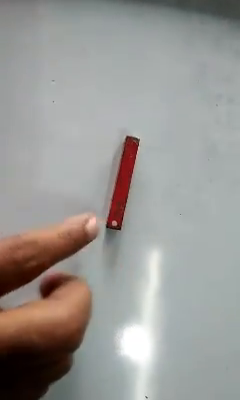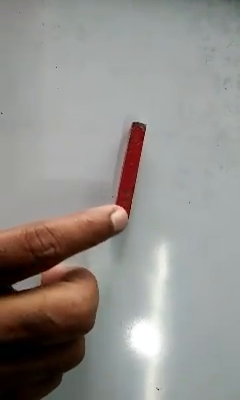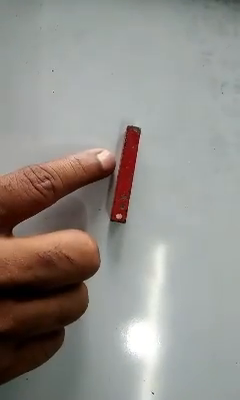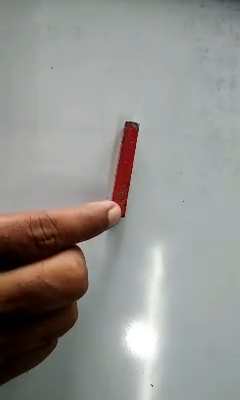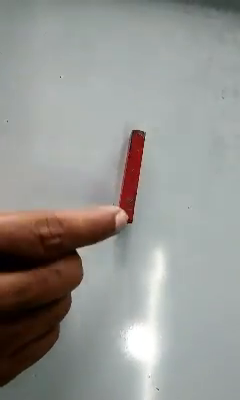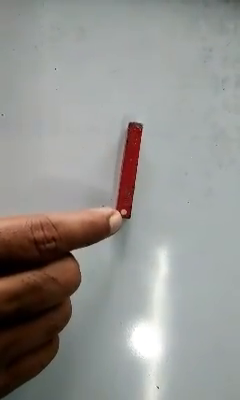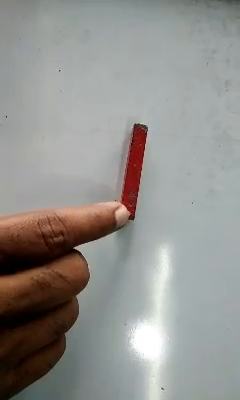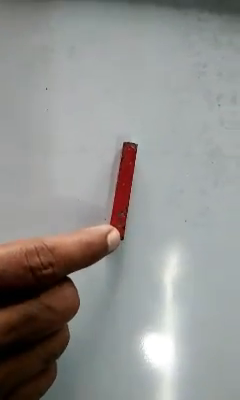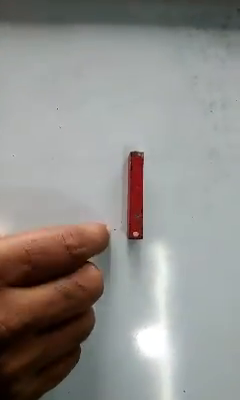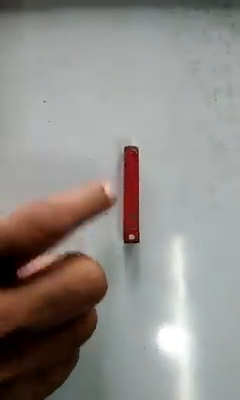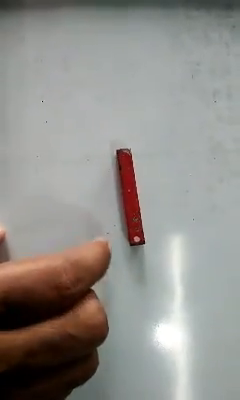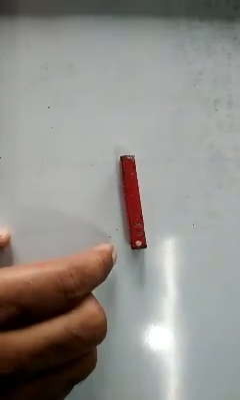Next, see here. If I take some iron pieces and sprinkle them around the magnet, the iron pieces will attach more at the ends compared to the middle of the magnet. So the attractive power of the magnet is located at the ends. Attractive power is more at the ends. These ends where the magnetic attraction is more are called poles, magnetic poles.